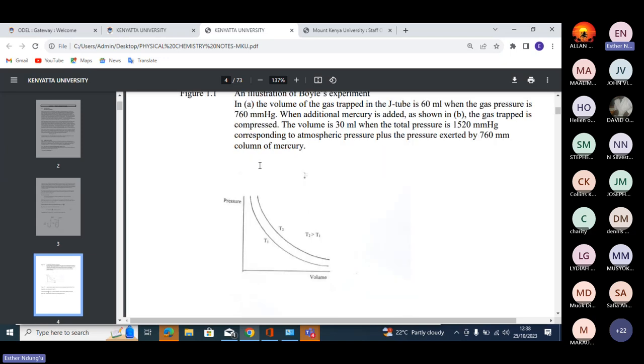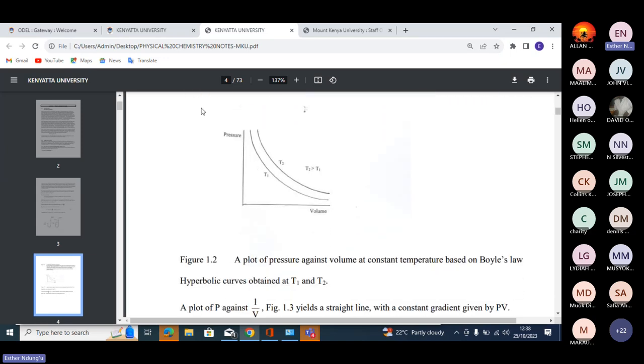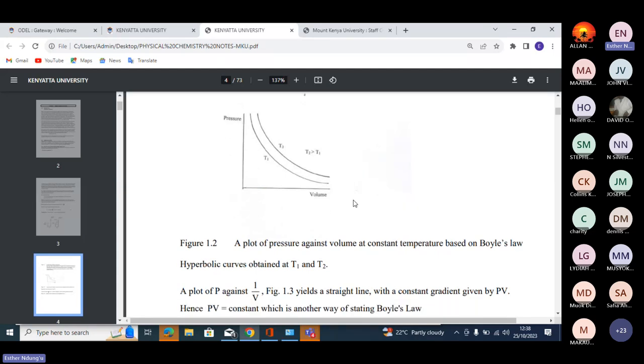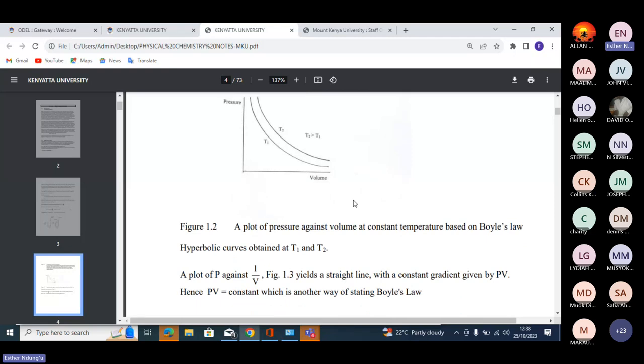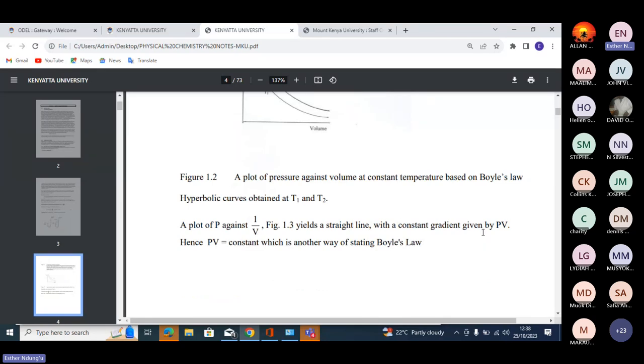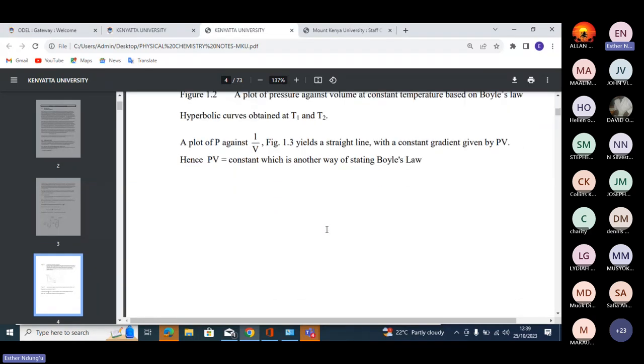So basically, the plot of Boyle's law should have these kinds of curves, where at high pressure the volume is very low, and as the pressure decreases, the volume increases. If you want a straight line, then a plot of P against 1 over V will be a straight line. But when you have P against V, it will be a curve. So it yields a line with a constant gradient given by PV. Hence, PV equals K is another way of stating Boyle's law.